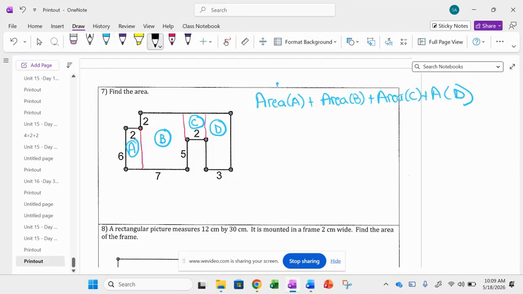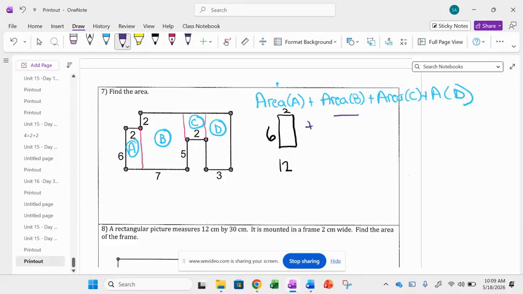All right, so area A, it looks like the height is 6 and the base is 2. Do we agree? So 6, and how do we find the area of a rectangle? Base times height. So what is this? 6 times 2 is 12. All right, now let's go on to area B.